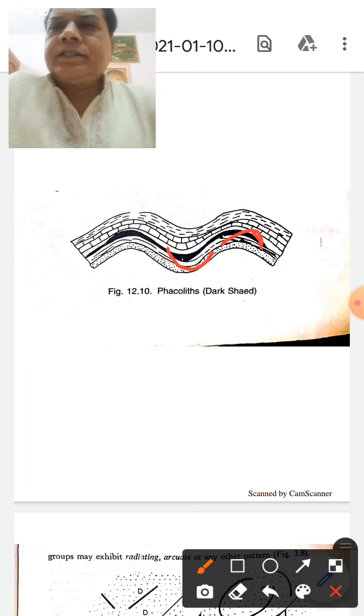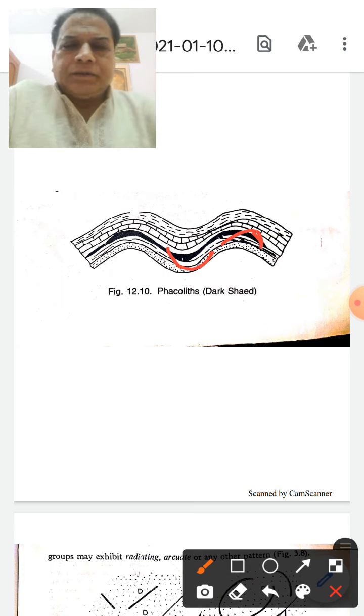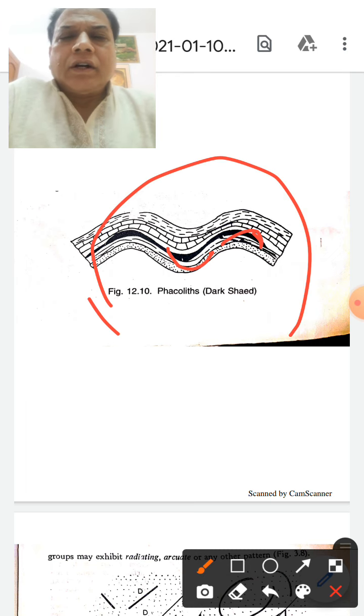As regards their origin, it is thought that when magma is injected into a folded sequence of rocks, it passes through the crests or troughs almost passively, that is, without exerting much pressure. So this is in the category of your concordant, and this igneous mass body is found in the crests and their troughs. They get stretched in between. So this is called your phacoliths.